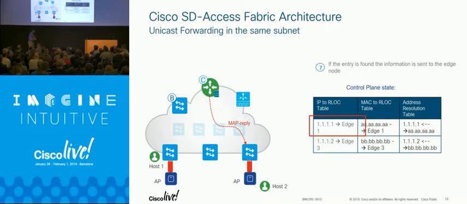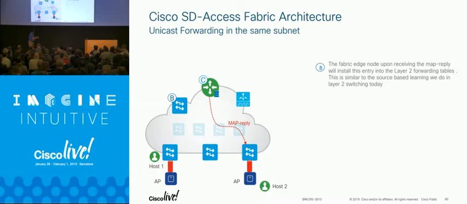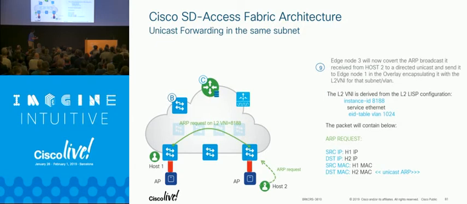And once that reply comes, we now take that information, install that into our layer 2 forwarding tables on the switch, and convert your broadcast ARP request into a unicast ARP request and send it to edge node 1. So question here, right? We already got the MAC address of the endpoint from the control plane node. But still, we are now trying to convert that broadcast ARP to unicast ARP and send it to this particular host. Can anyone guess why we are still doing this?